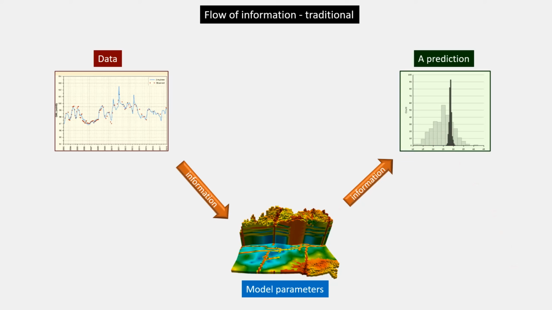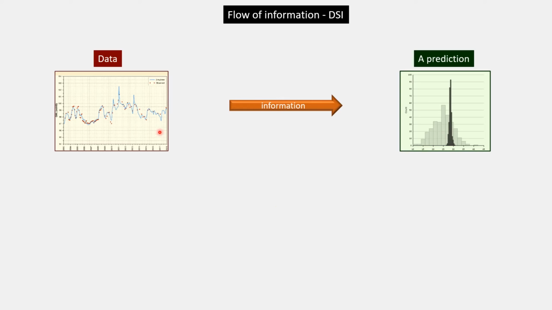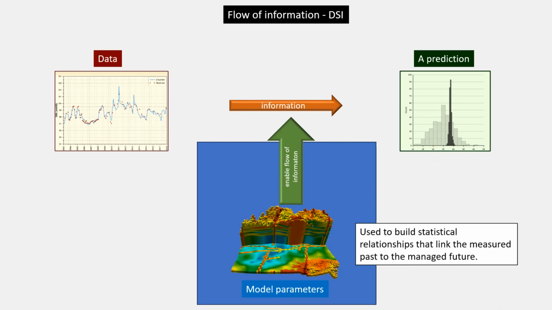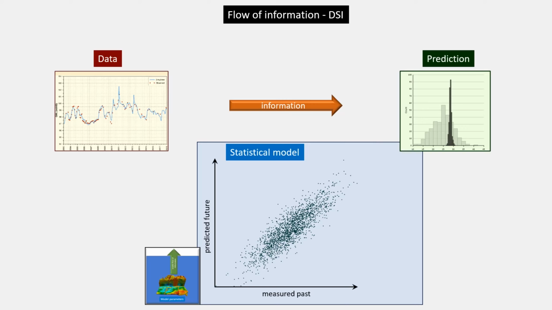With data space inversion, things are different. Information flows directly from data, recorded measurements of past system behavior, to the future. The model is still important because we want this transfer of information to respect the physics, the chemistry of the system, all the processes that are operative in the system. But the model now is an enabling device that constructs the wherewithal for information to flow from here to here. The model is in fact used to build a statistical linkage between the measured past and the managed future.